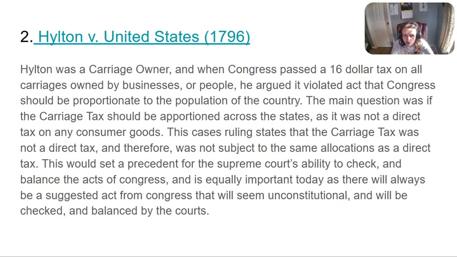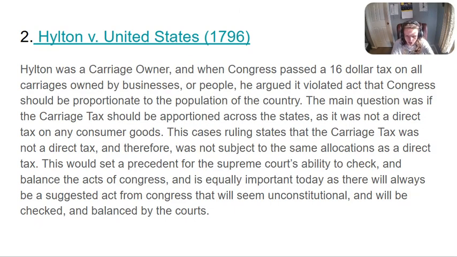Court case number 2 is Hilton versus United States, which was decided in 1796. Hilton was a carriage owner, and when Congress passed a $16 tax on all carriages owned by businesses or people, he argued that it violated the requirement that taxes of Congress should be proportionate to the population of the country.